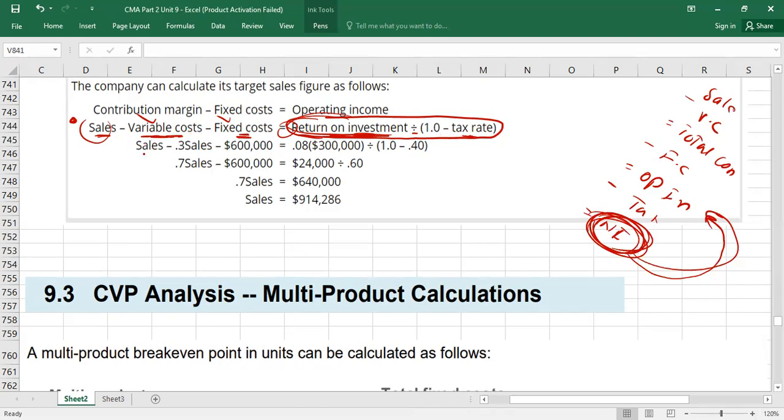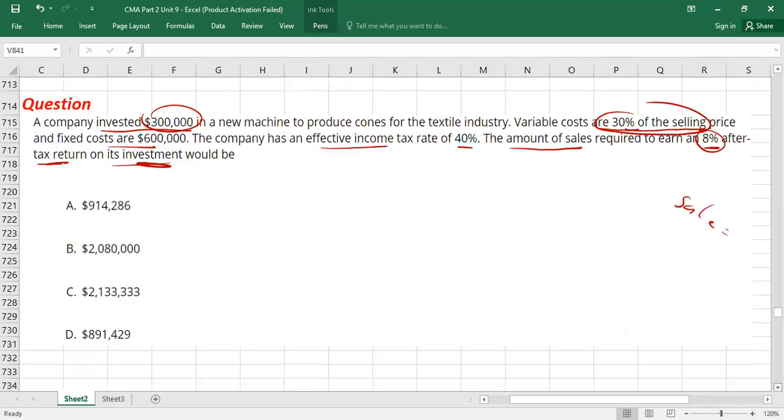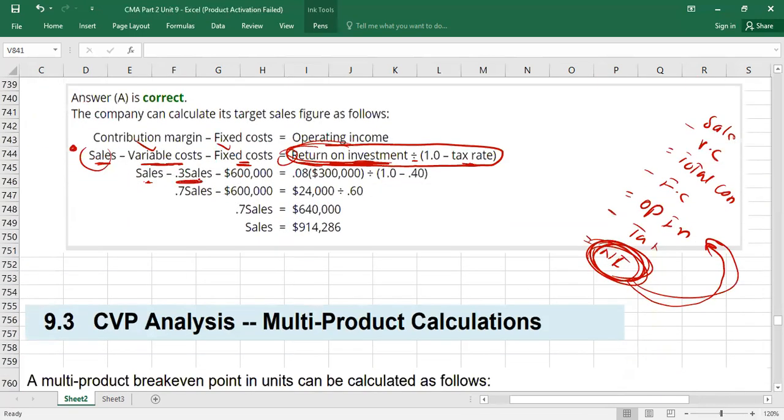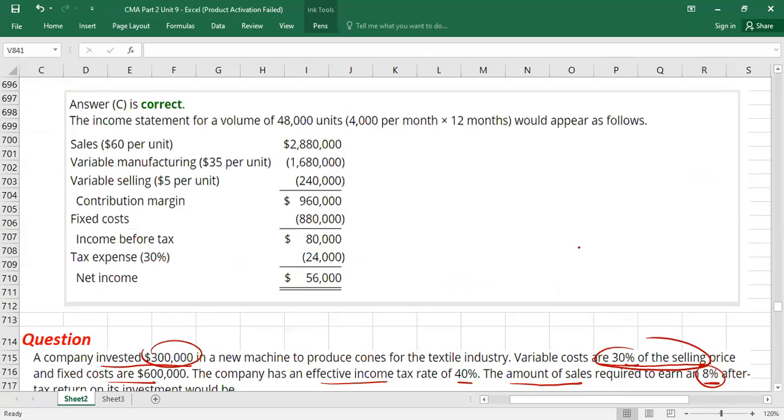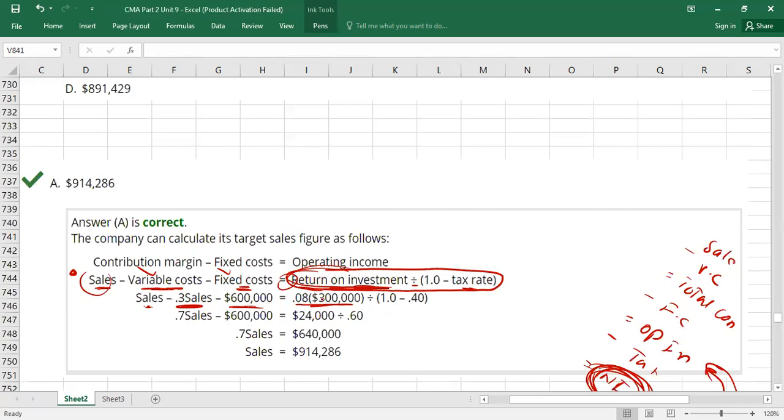So here we go. We're writing sales, because the sales value we have to calculate. He's asking about sales. Then 0.3 sales. What is 0.3 sales? 0.3 is the 30%, because variable cost is 30% of selling price. So that's the variable cost, 0.3 of sales. Minus fixed cost, given in the question, $600,000. Then equals what? 0.08, because 8% of investment value is your post-tax return on investment, right? Go back to the question and look at it. It is given here: 8% after-tax return on its investment. Investment value is 300,000. So that's why it's written here, 0.08 of 300,000. This is return on investment divided by 1 minus tax.